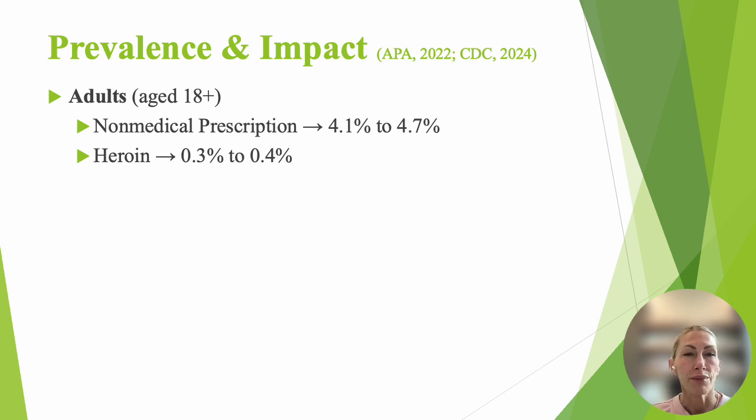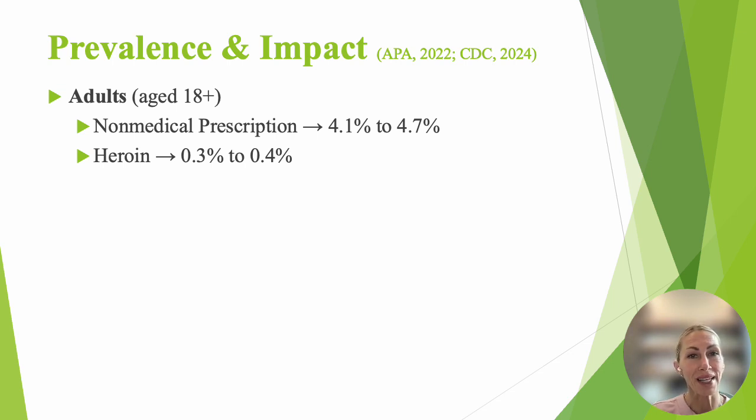So looking at the prevalence of non-medical prescription opioid use and heroin, I kind of broke it up into the two groups. According to the American Psychiatric Association, for adults age 18 and older, their use, the OUD, ranges from 4.1% to 4.7% for prescription, non-medical use. While heroin use in this same group is lower, the range is still pretty high at 0.3% to 0.4%.